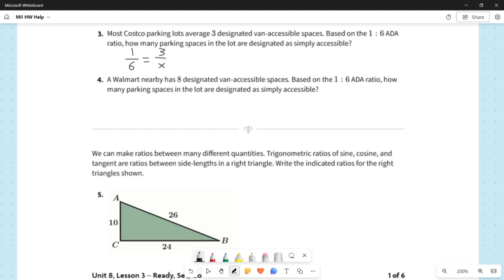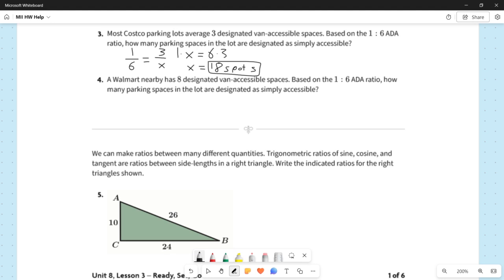And again, just like we saw in number 1, you can always solve a proportion using cross multiplication. So if I solve this using cross multiplication, we get 1 times x, which is simply x. And then that's going to equal my other product, which is going to be 6 times 3. Actually, I'll write it all out. So 1 times x equals 6 times 3. 1x is clearly x, and 6 times 3 is 18. So we end up getting 18 spots, and that is our answer.